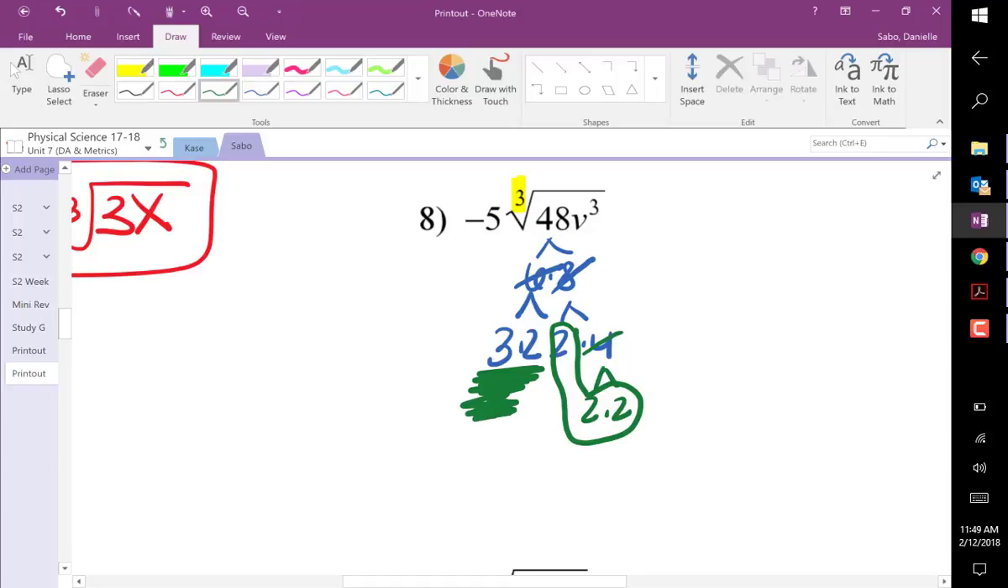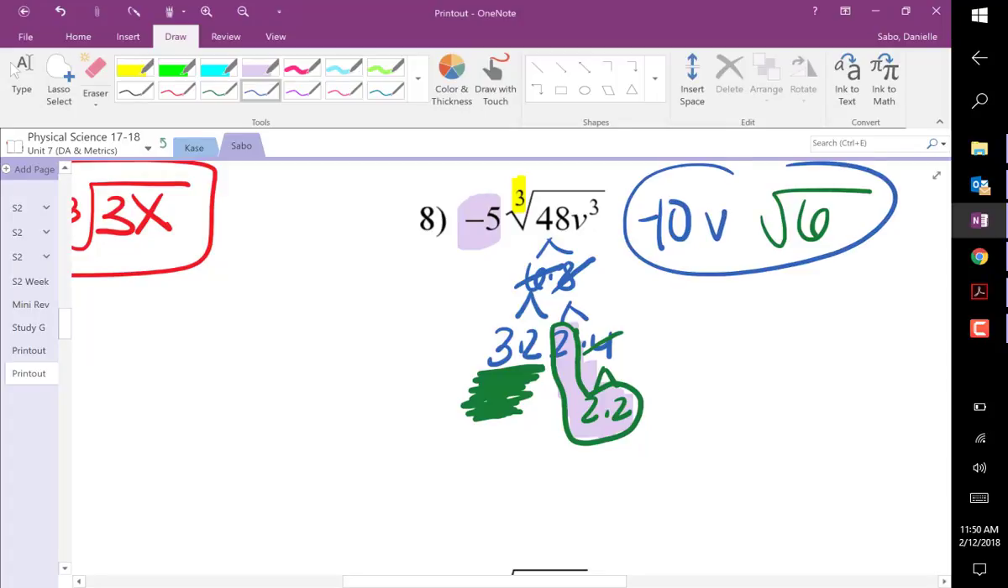Here's where I saw the error. Whenever you are dealing with inside or outside, you multiply. So inside the radical is a 6, because 3 times 2 is 6. And then negative 5 times 1 group of 2 is negative 10. Now, how many times does 3 go into 3? 1 time.